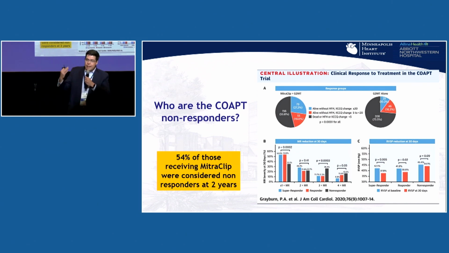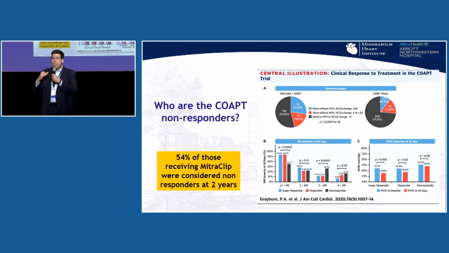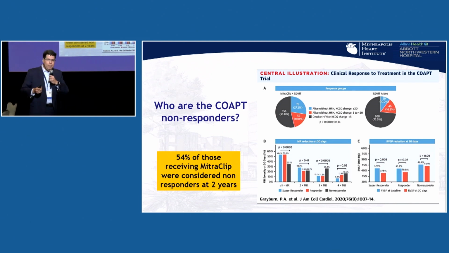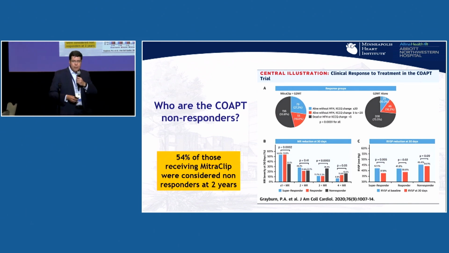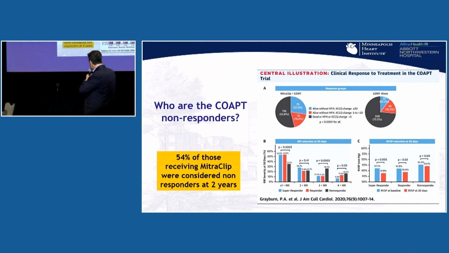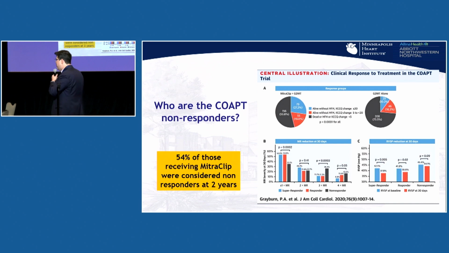That is, either they died within the 2 years, they had heart failure hospitalization, or there was actually a decrement of their KCCQ change. What could that be? And you can see on the bottom left there that the black bar is actually associated with the residual mitral regurgitation that we just talked about.